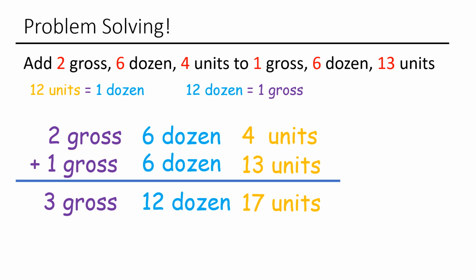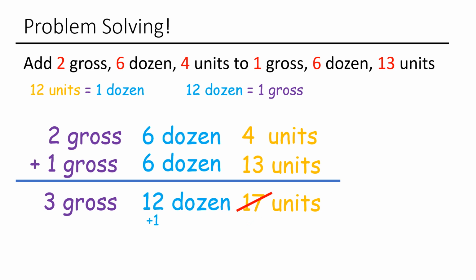Now I'm going to actually start with my units. You always want to start with your smallest and work towards the largest. So if you're working with money, you start with your pennies and work towards your dollars. It doesn't matter, always start with your smallest, work towards your largest. So 17 units. Remember from up here, 12 units equals 1 dozen. So if you have more than 12, you can take those 12 out and it equals 1 dozen. I have more than 12, so I can take 12 of these out.